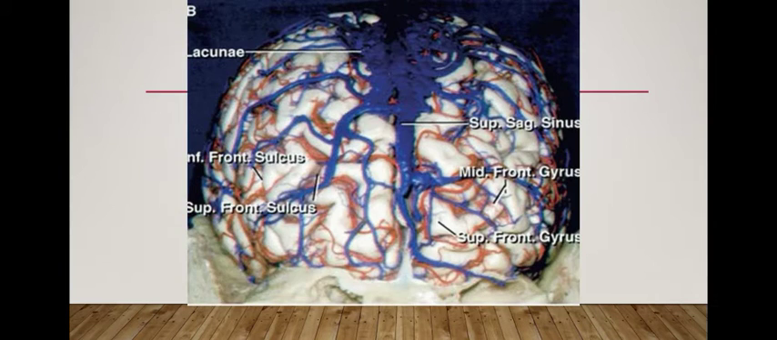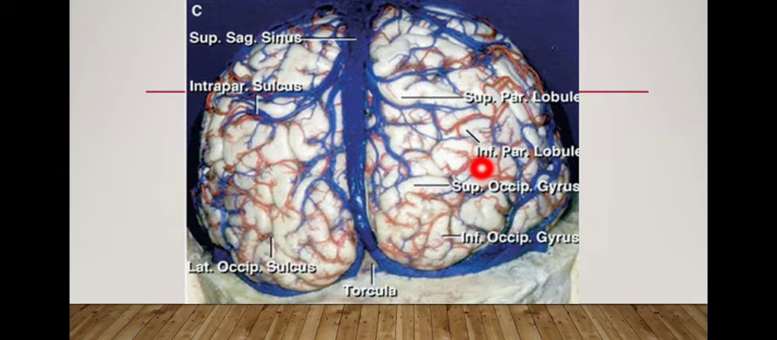In this picture you can appreciate that the venous channels are running in a forward direction to drain within the superior sagittal sinus. Another important structure in this picture is this torcula. This is the torcula herophili, which is also known as the confluence of sinuses, where in this picture the sagittal sinus and transverse sinus from both sides are meeting in the midline.